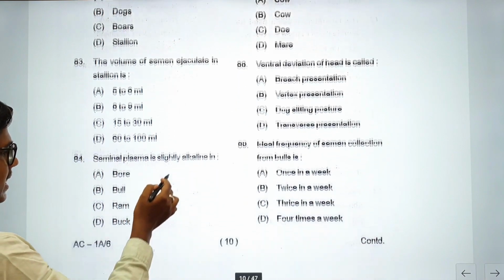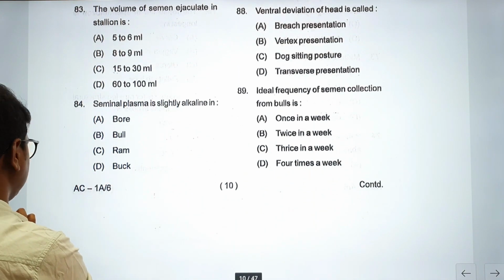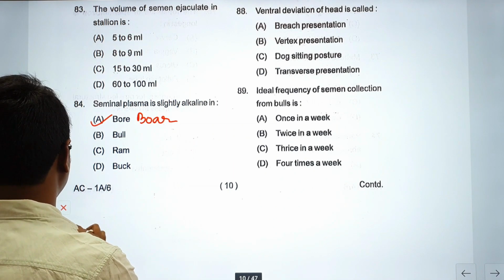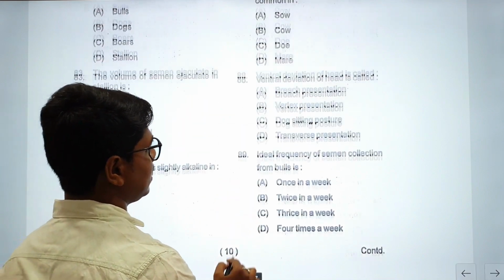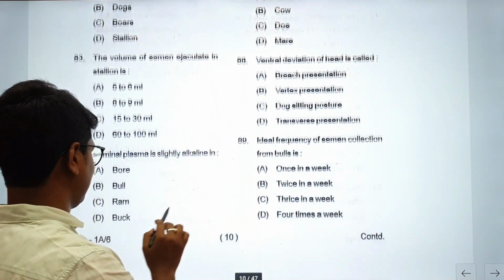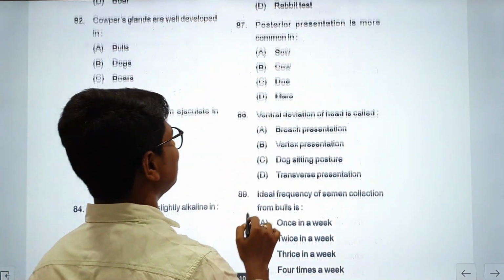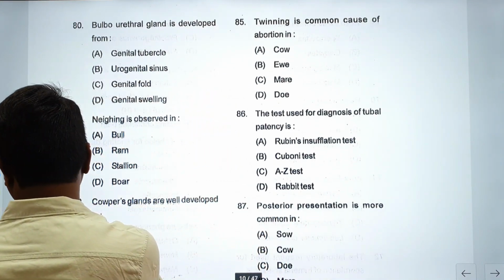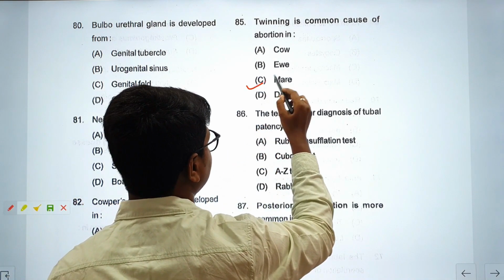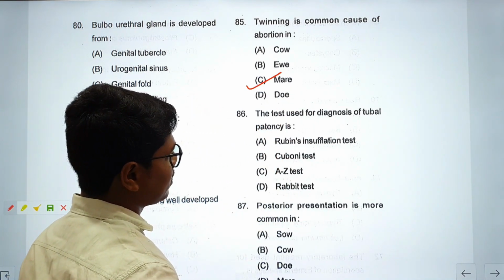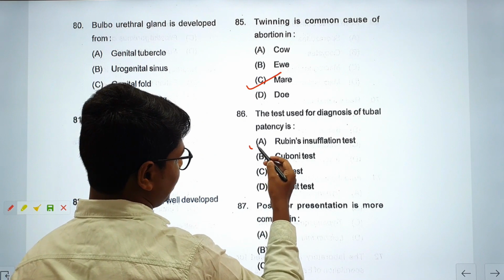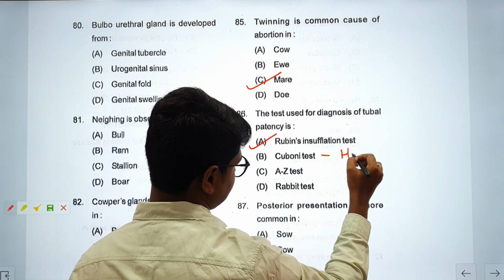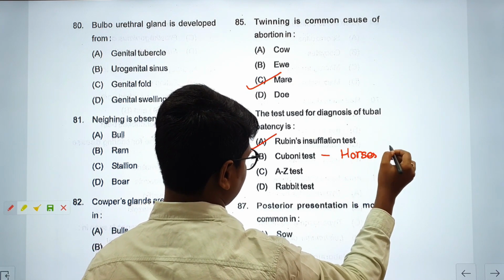Seminal plasma is slightly alkaline in case of boar. The spelling is wrong, B-O-A-R, boar. I think examiner was very much bored. Boar. Okay. Twinning is common cause of abortion in case of horses. Mare. The test used to diagnose for tubal patency is Rubin's insufflation test. Cuboni test is used in case of horses for pregnancy diagnosis, PD.